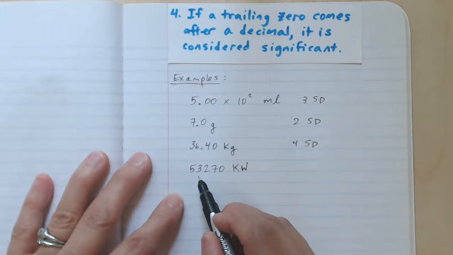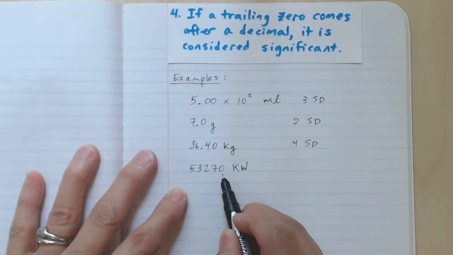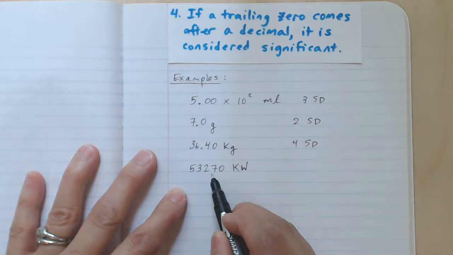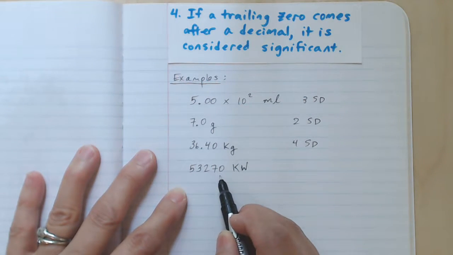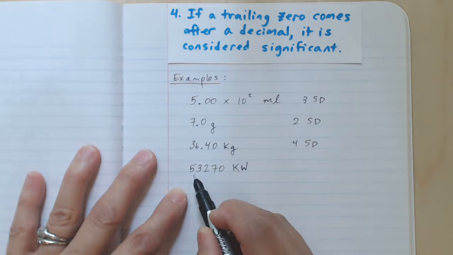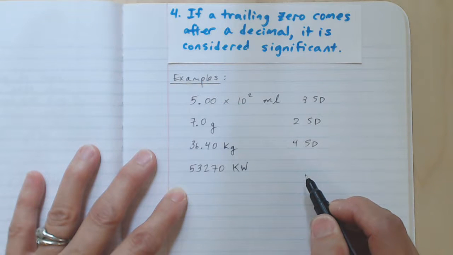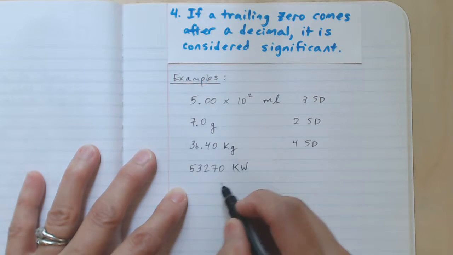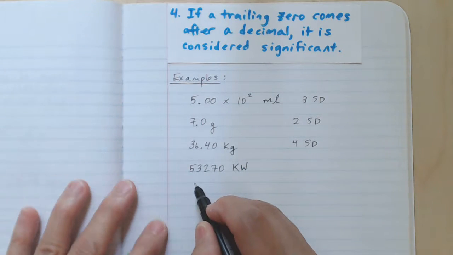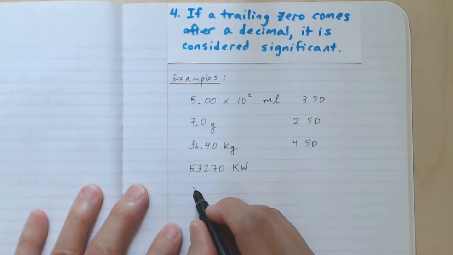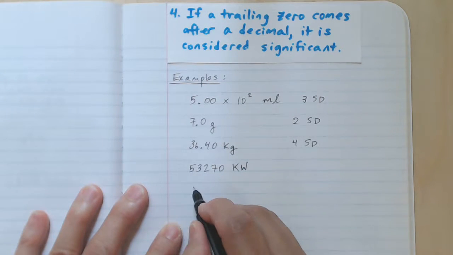Now, in this example down here, we don't know whether there are 1, 2, 3, 4, 5, or if there are only 4 significant digits here. How many kilowatts? Well, 53,270 kilowatts is that 4 or 5 significant digits. And the best way to indicate, the best way to show the accuracy of the measurement or indicate number of significant digits is to put this into scientific notation.